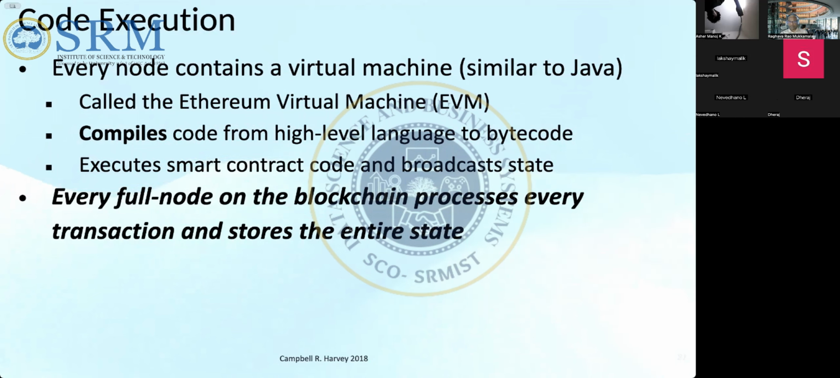And it executes the smart contracts and then broadcasts the state. So every full node on the blockchain processes every transaction and stores the entire state. That means all the smart contract information is also available with the nodes. The full nodes contain all the information they download, and they keep it updated.